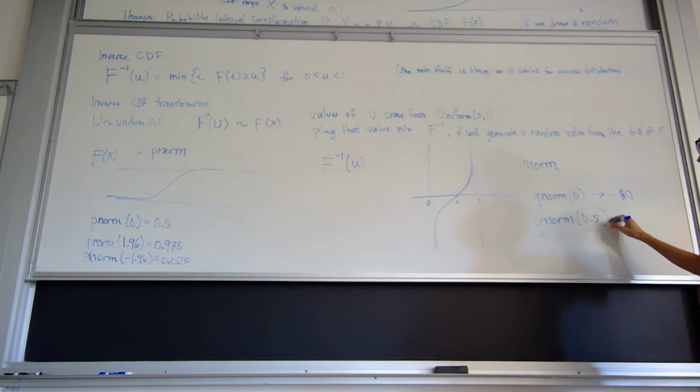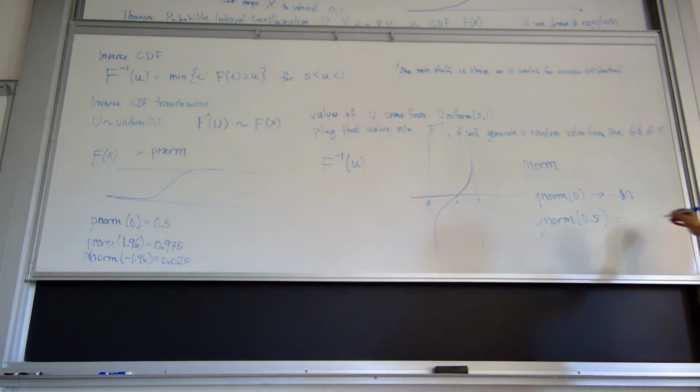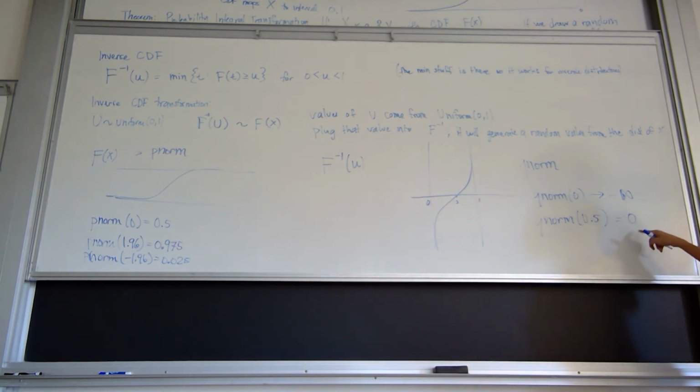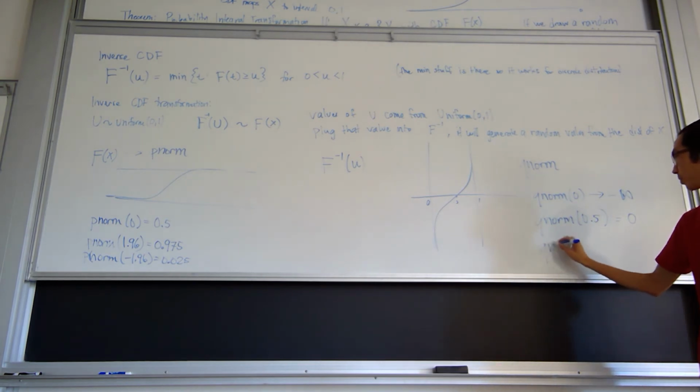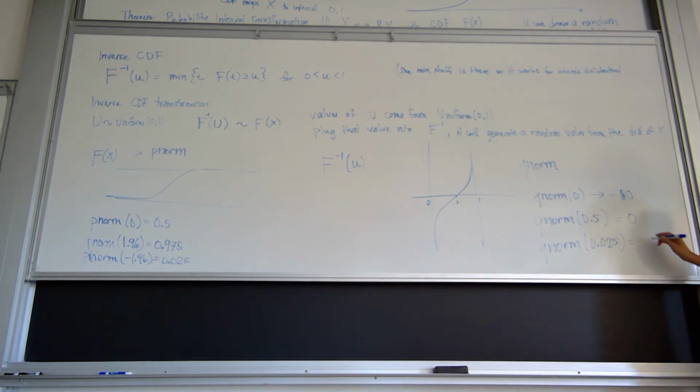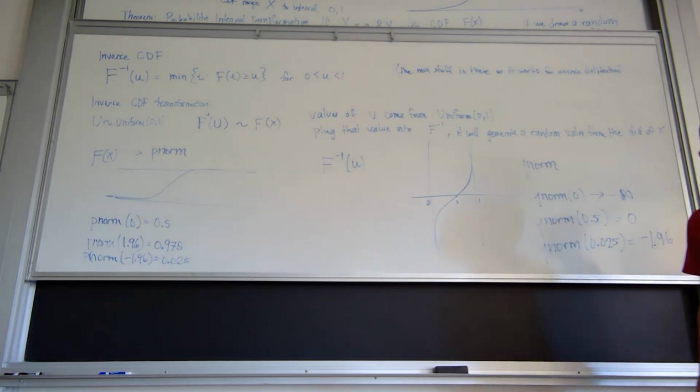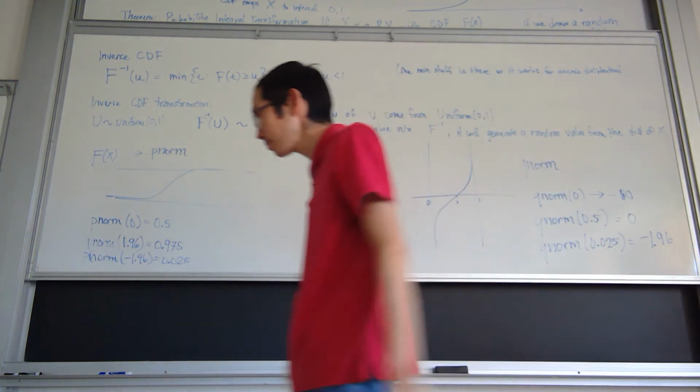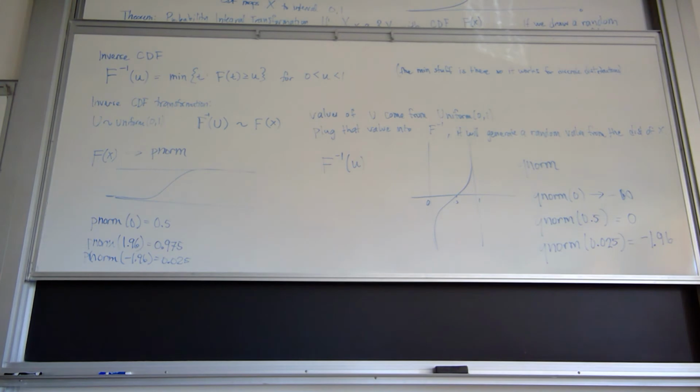qnorm of 0.5 would be what? What is the value I plug into pnorm to give me 0.5? That's qnorm. It's the inverse function, right? So qnorm of 0.025 is negative 1.96. Is that all right?